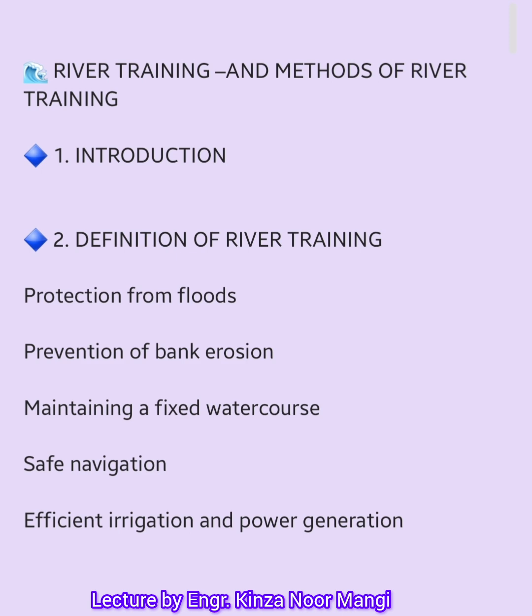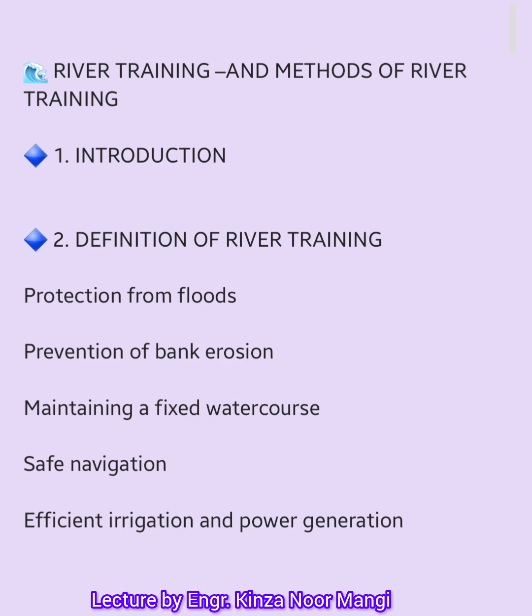Rivers, especially alluvial rivers, are dynamic. They constantly shift their course due to erosion, sedimentation, and meandering. When rivers are left uncontrolled, they can damage lives, agriculture, infrastructure, and disrupt water supply systems. Thus, river training is a set of engineered interventions to control and guide the river's behavior for safety and utility.